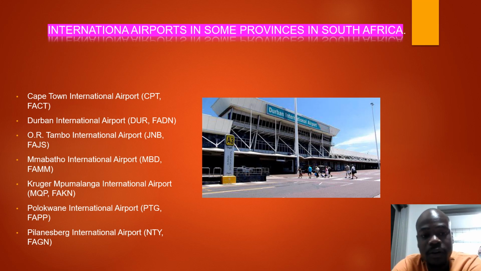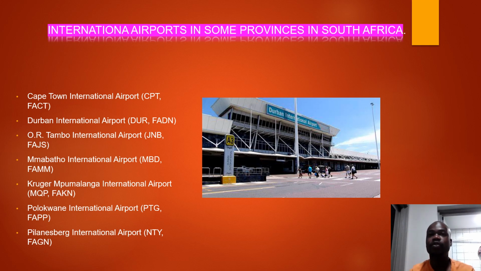Okay guys, this slide is about looking at the international airports in some provinces in South Africa. Guys, as we all know, South Africa has a lot of airports, right? That vary with regard to the type of flights that land. So it is your duty as a student to know where each and every airport is located, right? So let us take our town as an example. If you can tell me that it is located in Johannesburg, I will be more than satisfied.